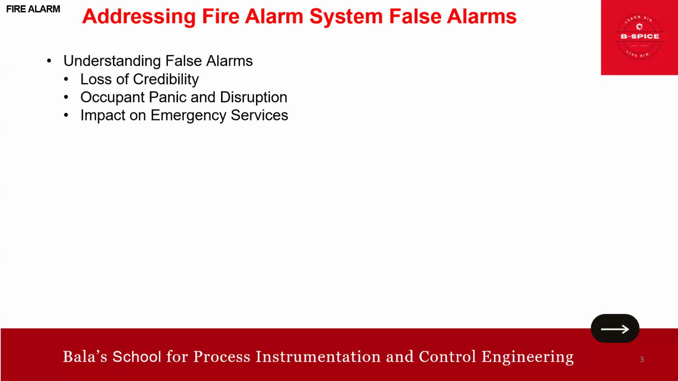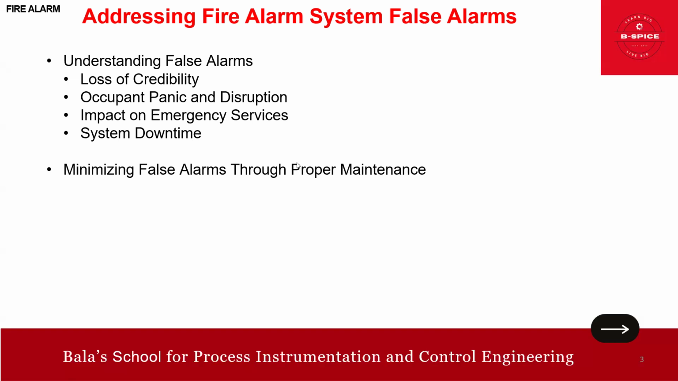Then impact on emergency services. Responding to false alarm diverts the emergency services from real emergencies, potentially delaying the response to genuine fire incidents. Then system downtime. Repeated false alarm may lead to the system being deactivated or ignored, leaving occupants without protection, isn't it? So these are the things we should understand actually. First of all, we should understand the false alarms. Now we know the reason and we understand the false alarm.